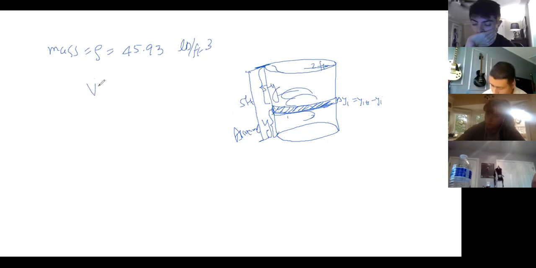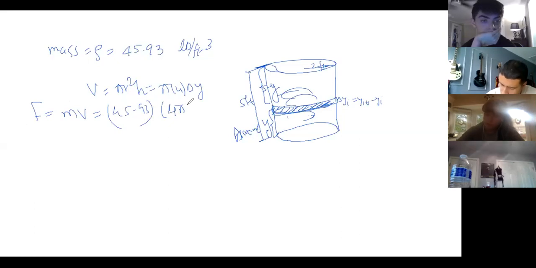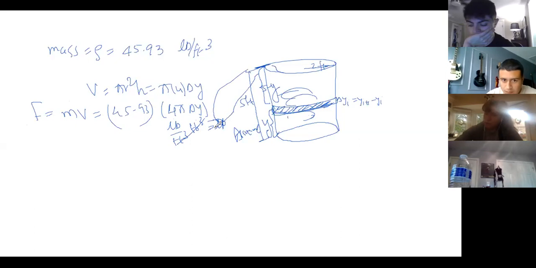That means I can write directly now my volume V equal to pi r squared h. Pi r squared is 4 pi and h is equal to delta y. So that means my F is equal to mass times volume. Mass is given to you, 45.93 times volume, that is equal to 4 pi delta y. Mass is given in terms of lb per feet cubed, and volume is given to you in terms of feet cubed always. That is equal to lb. So your unit is lb. Okay, guys, fine.